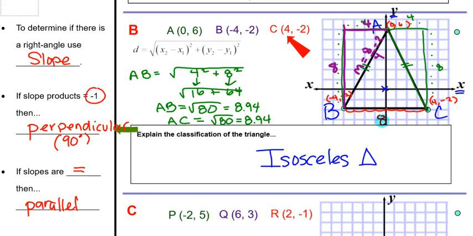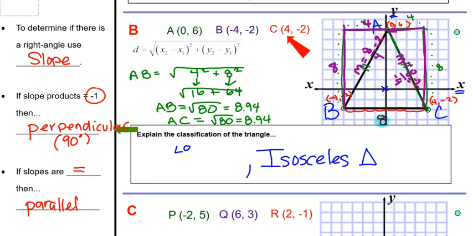And for the second line, my rise is 8 and my run is actually -4. So this slope right here is 8 divided by -4, which is equal to -2. And since 2 times -2 does not equal -1, I know that those are not perpendicular lines. It appears that it is a right triangle, but we can't actually say that.